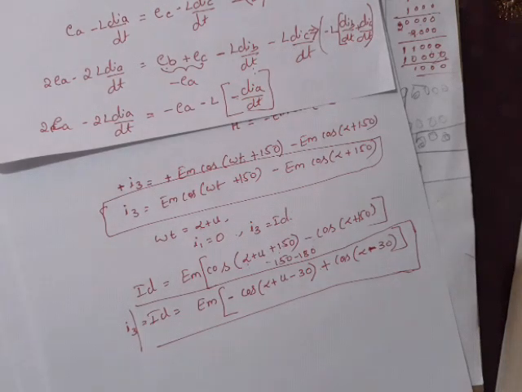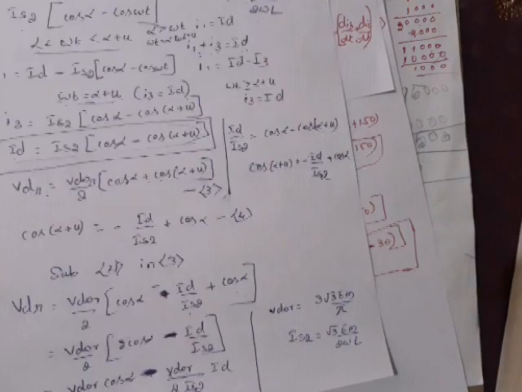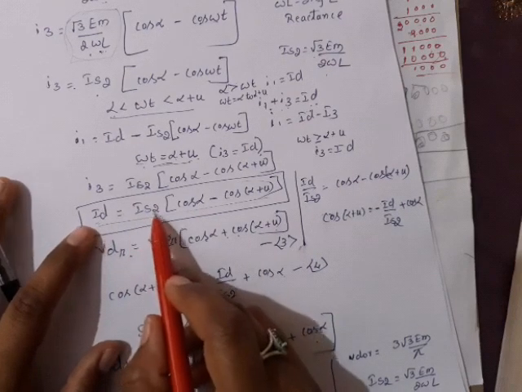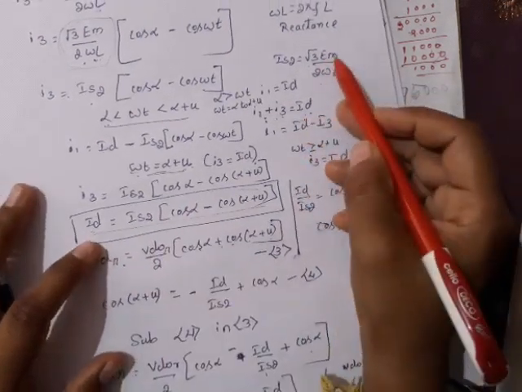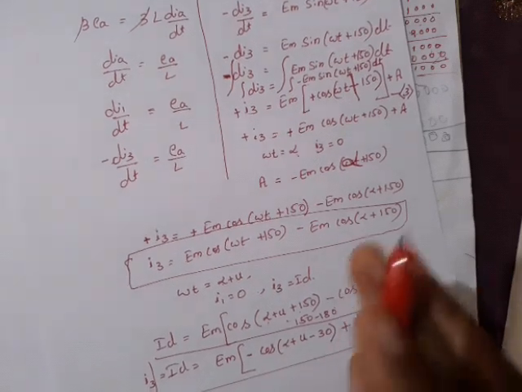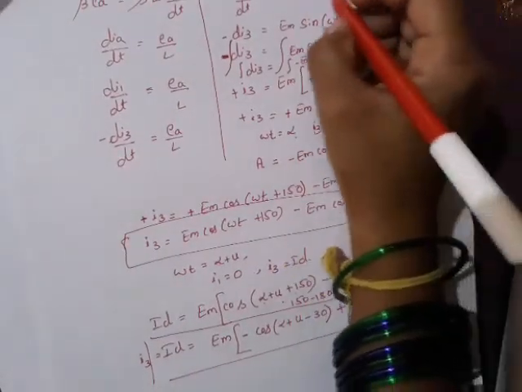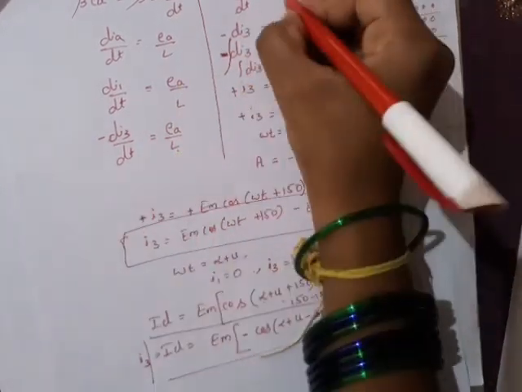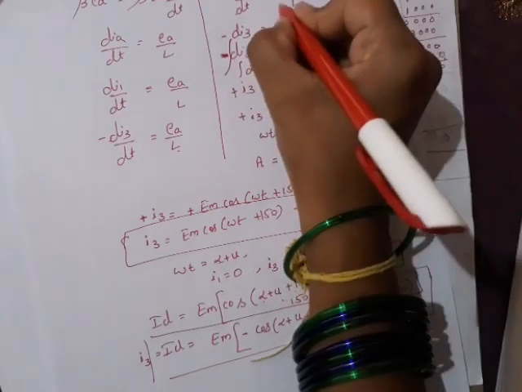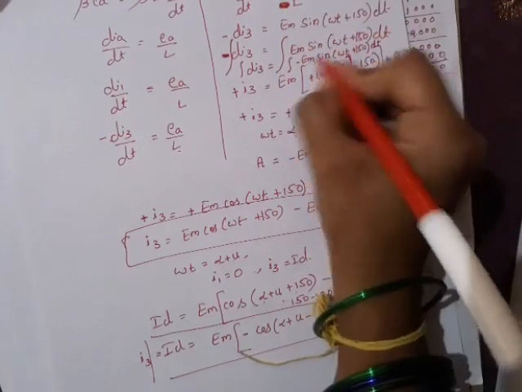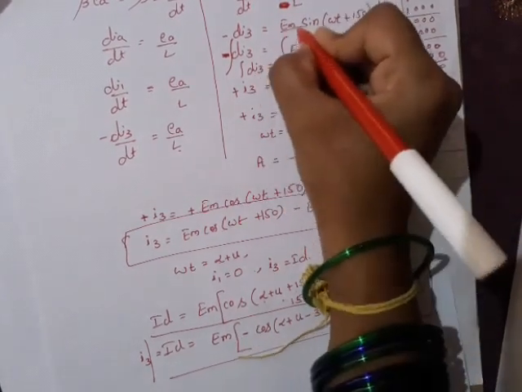Here it is. See, here ID is given by IS2, and IS2 is nothing but 3 root 3 Em by 2 omega L. Oh, we missed omega L, right? I'm really very sorry. So here only we have to take care of that. This will be Em by L, this I have missed. Em by omega L, because when you integrate this, it will become omega L.